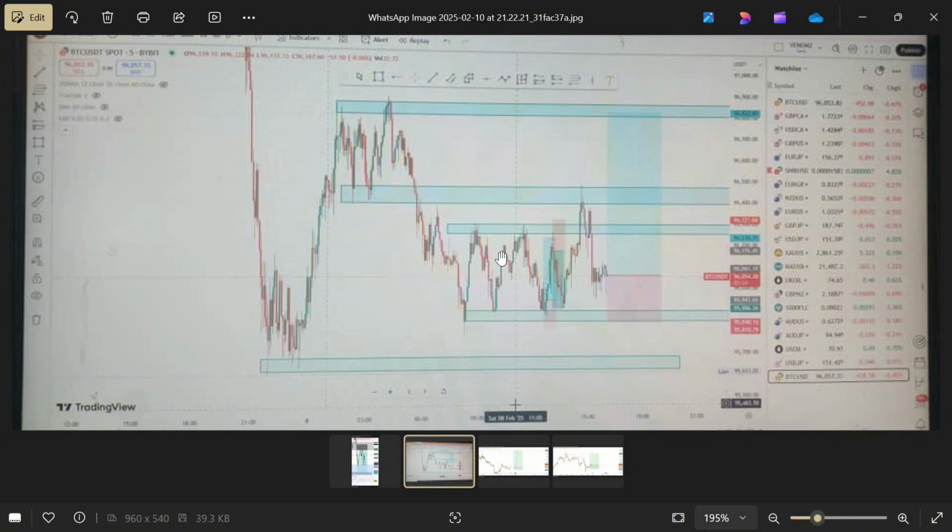I know we have change of character, we have break of structure, we have a lot of things. I don't care about those things. I don't care about those ICT and SMC analyses or whatever. What I care more about is understanding that there's a support zone and there's a resistance zone. You understand how the market works: at every support it goes up, at every resistance it goes down. Once you understand this ideology, I believe the winning rate will be very, very high.